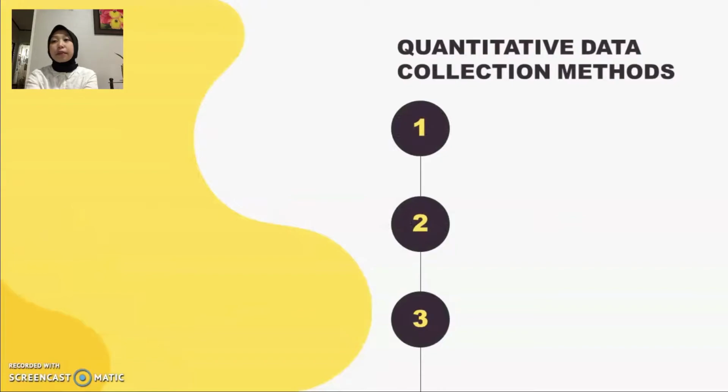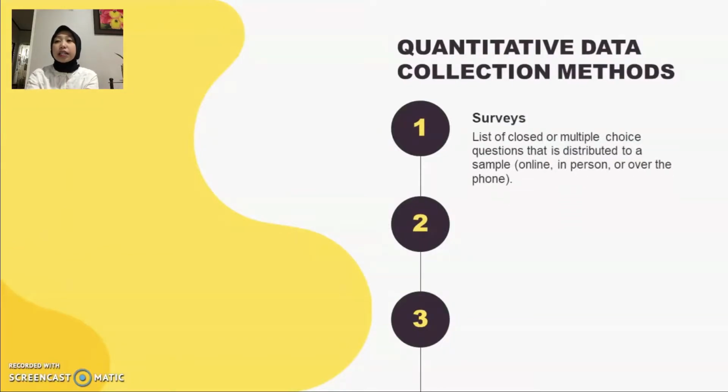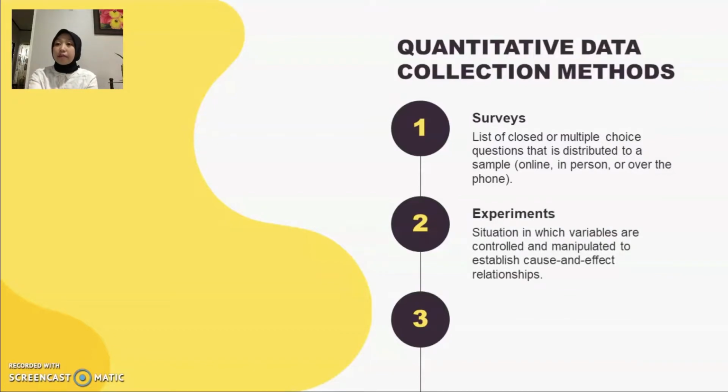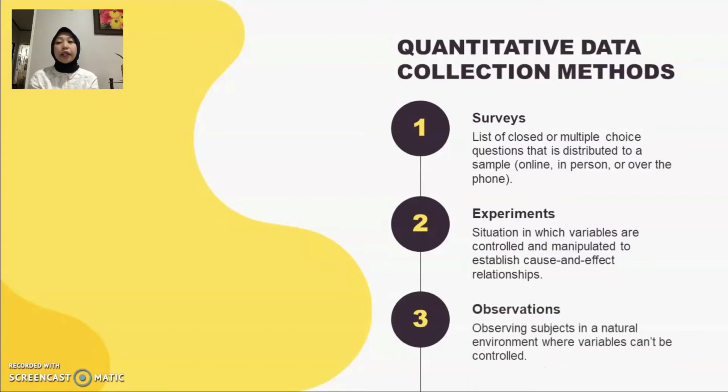Quantitative data collection methods. First, survey: a list of closed or multiple choice questions that is distributed to a sample, for example online, in person, or over the phone. Second, experiments: a situation in which variables are controlled and manipulated to establish cause and effect relationships. And third, observations: observing subjects in a natural environment where variables can be controlled.